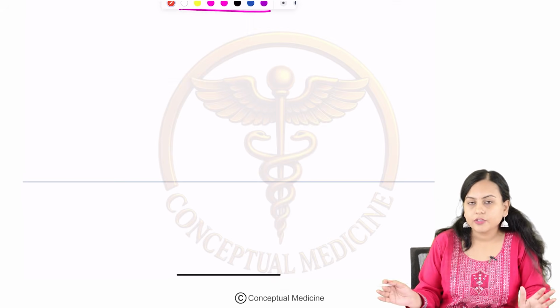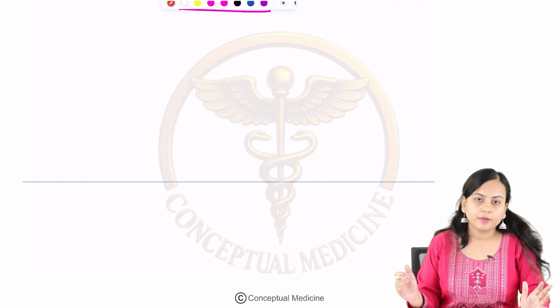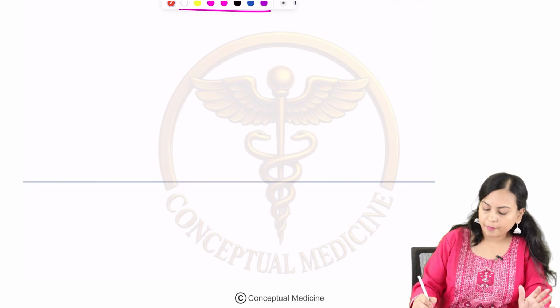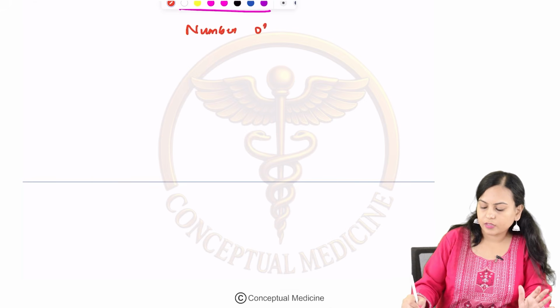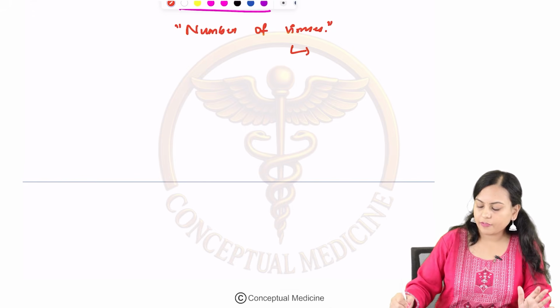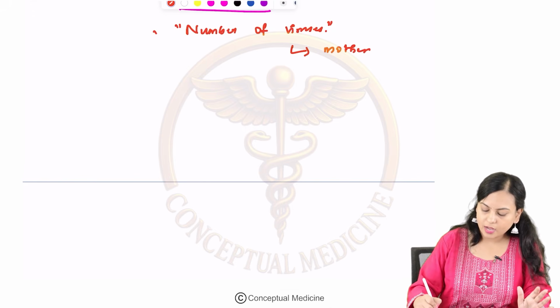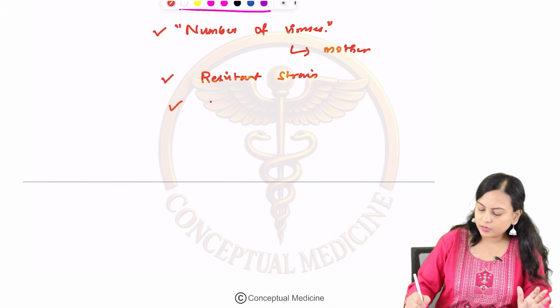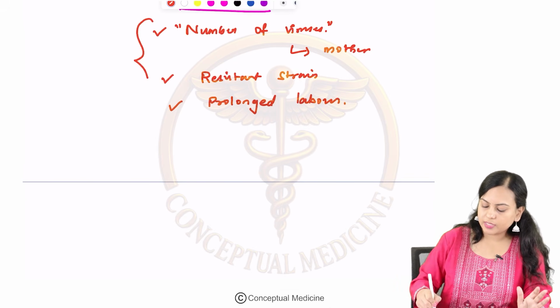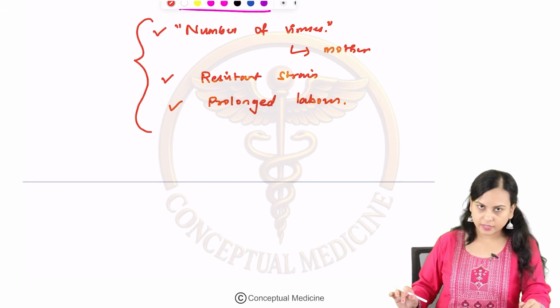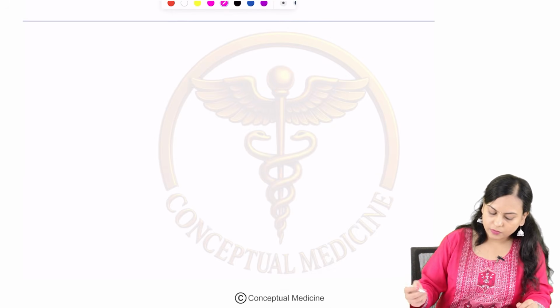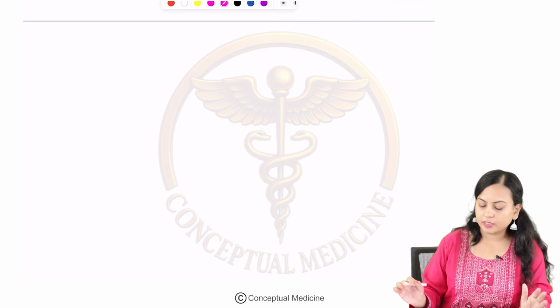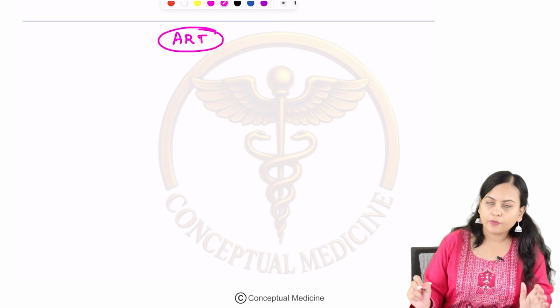And then, if you ask what is the major factor that determines the transmission rate to the fetus being increased, it is the number of viruses in the mother. Okay. And the other risk factors include resistant strain or prolonged labor, etc. Okay, so in these cases you will be finding an increased risk of transmission. Clear? Yes.